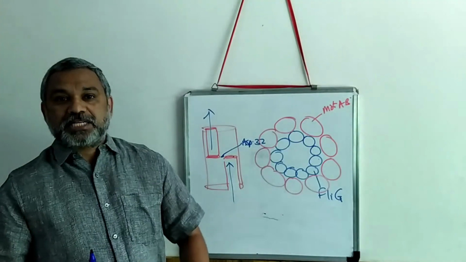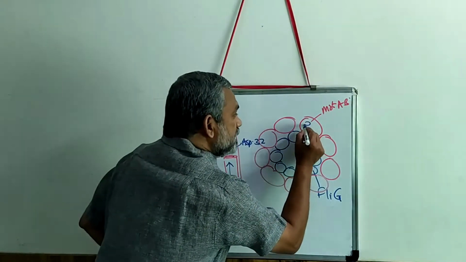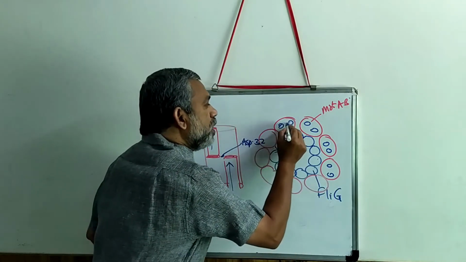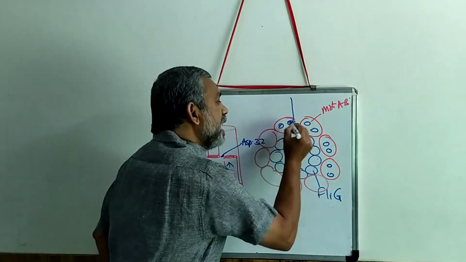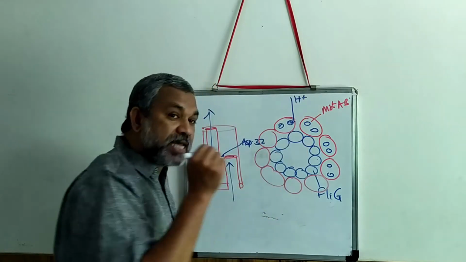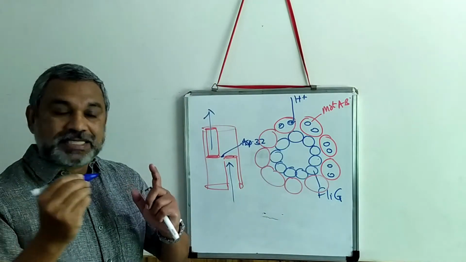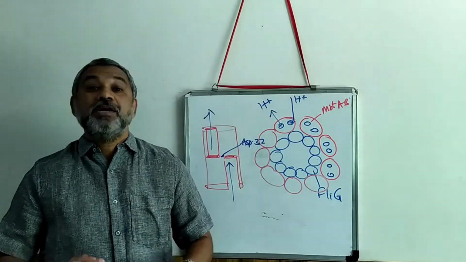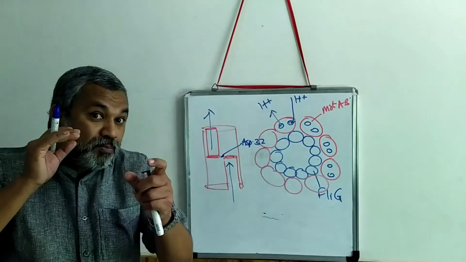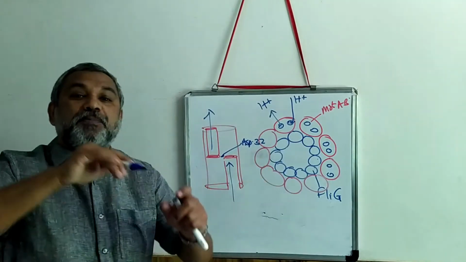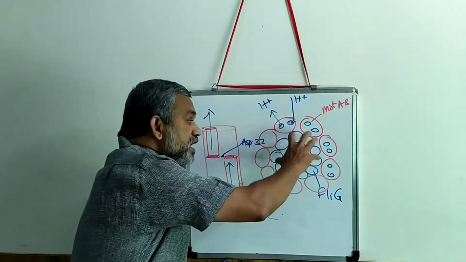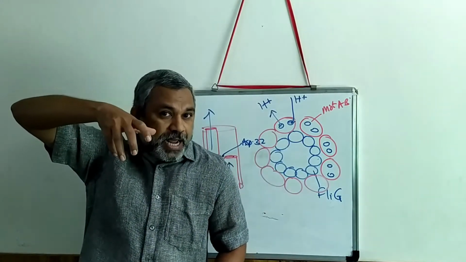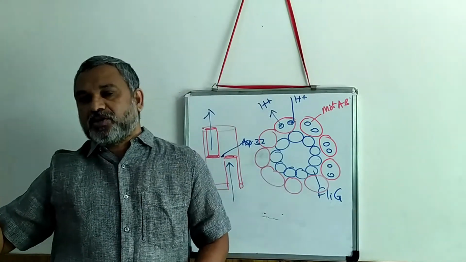Now, by this transportation, let us represent the two half channels. One half channel will allow H+ to come inside, then it rotates, it will allow H+ to go out. That results in a rotation, and that movement allows the FliG protein to rotate. So the FliG protein rotates, along with that the rod rotates, the hook rotates and the filament rotates.